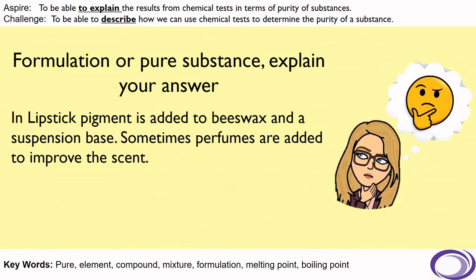Okay, so now that we've done some examples, I'm going to give you a few different contexts and I'd like you to tell me whether each context is a formulation or a pure substance, and then I'd like you to explain your answer. So the first one, in lipstick, pigment is added to beeswax and a suspension base. Sometimes perfumes are added to improve the scent. Is this a formulation or a pure substance? And explain your answer.